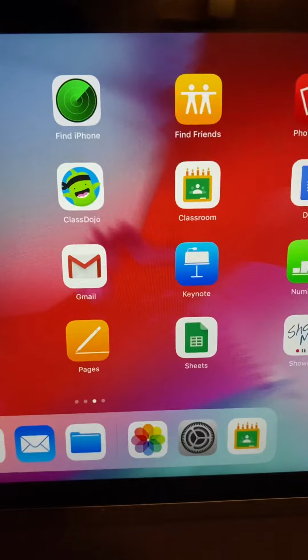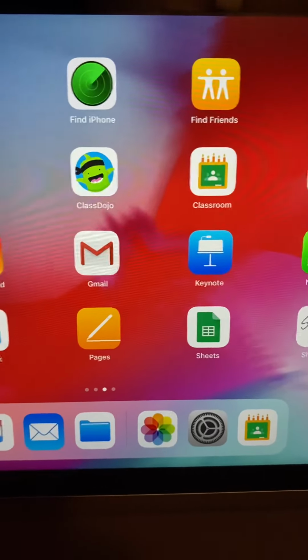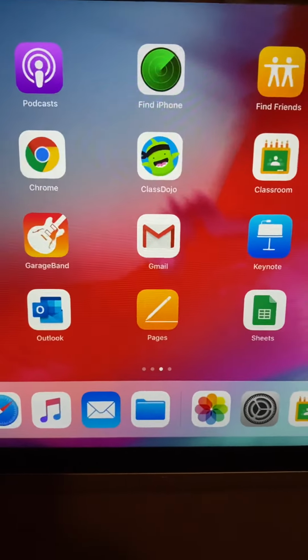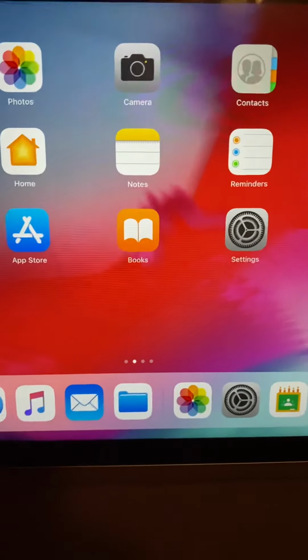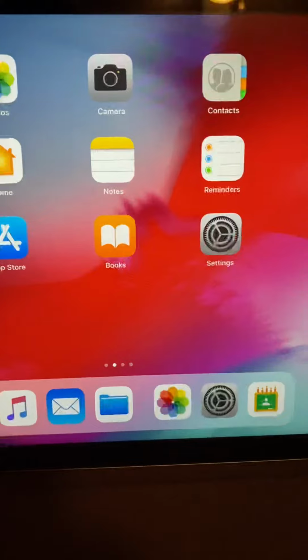There's only two or three apps that they're able to go to. They know PBS Kids, I think there's Monkey Math, and Go Noodle. So those are the ones that they can go to.